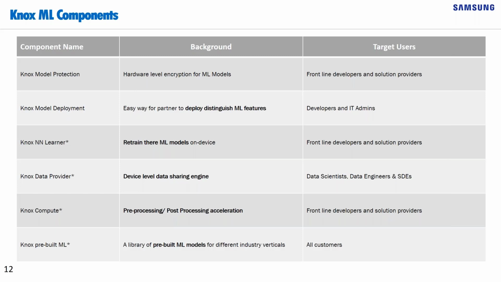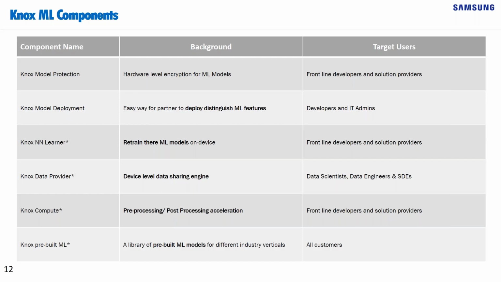The third component is Knox NN Learner, which provides on-device learning for personalizing the model. You can use this ecosystem for full training of the model, or you can use transfer learning or memory replay learning to personalize your model.